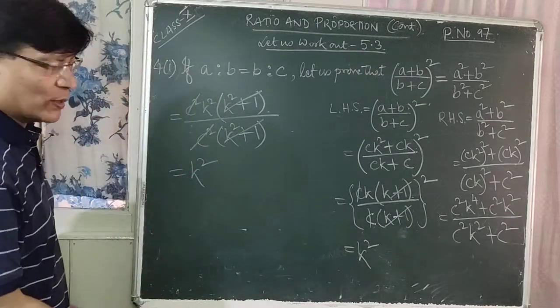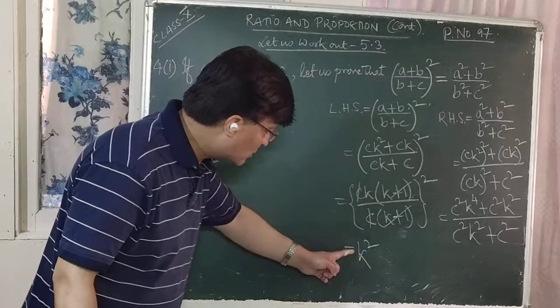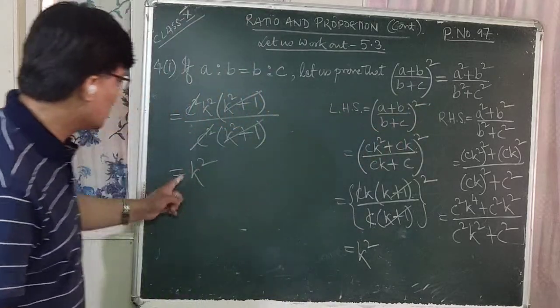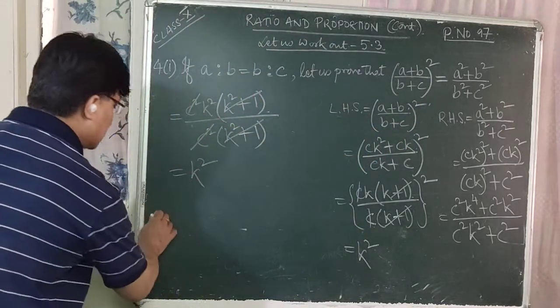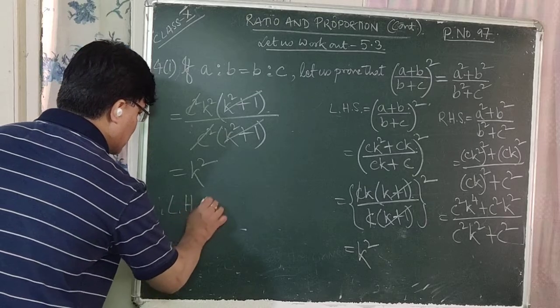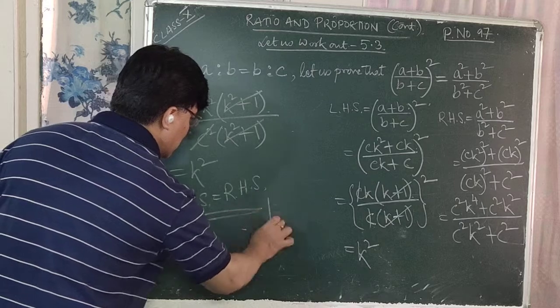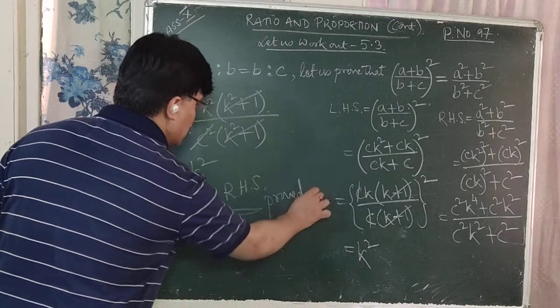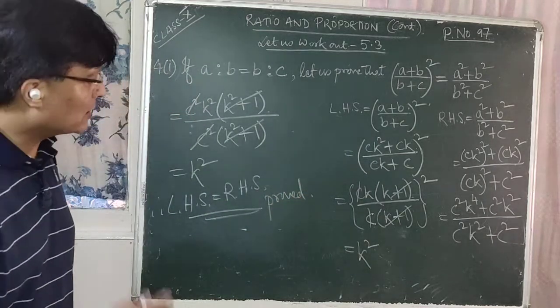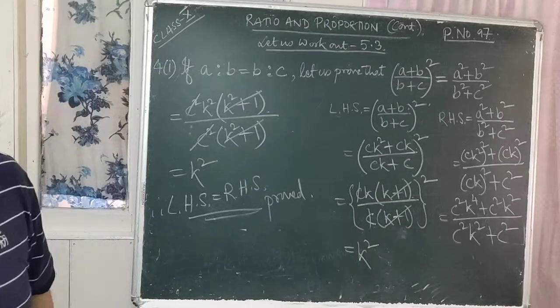It is k square. That means left hand side is equal to k square. Right hand side is also k square. That means you can write LHS is equal to RHS. So here we have LHS is equal to RHS proved. Is it clear now? So you can copy it.